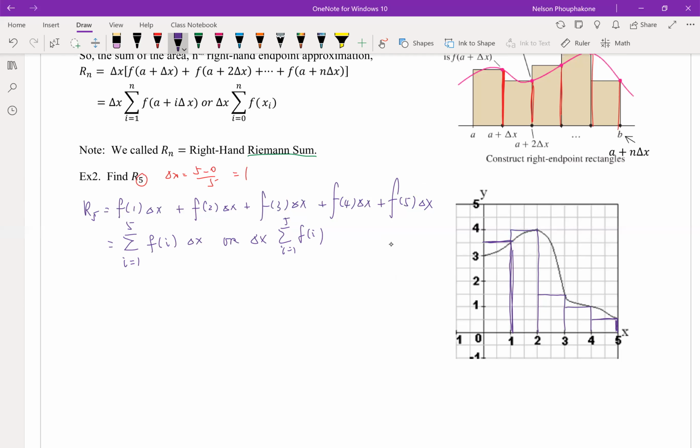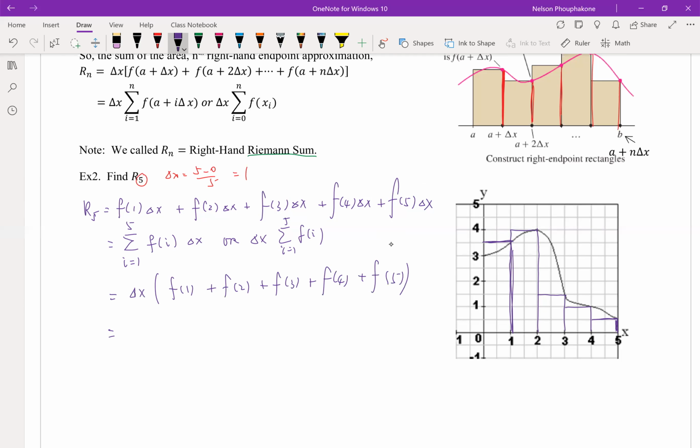And then now, let's see. Basically what we could do is factor out the delta x, which is easier. So we have f of 1 plus f of 2 plus f of 3 plus f of 4 plus f of 5.